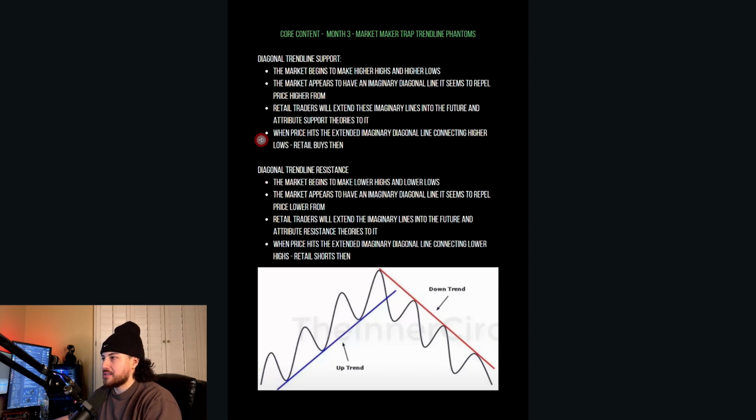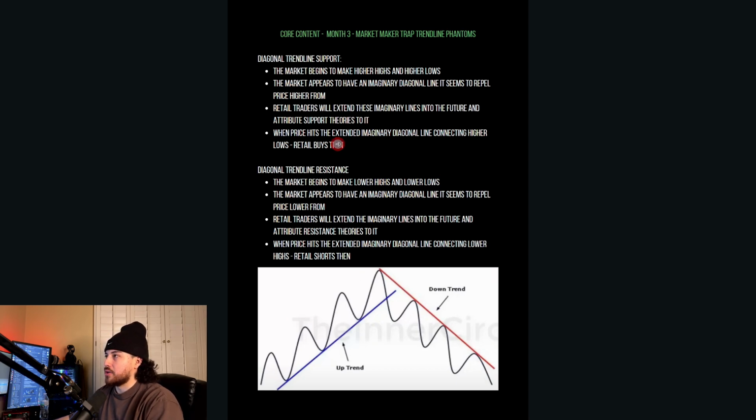Diagonal trendline resistance, the market begins to make lower highs and lower lows. The market appears to have an imaginary diagonal line it seems to repel price lower from. Retail traders will extend the imaginary lines into the future and attribute resistance theories to it. And when price hits the extended imaginary diagonal line, connecting lower highs, retail short then.